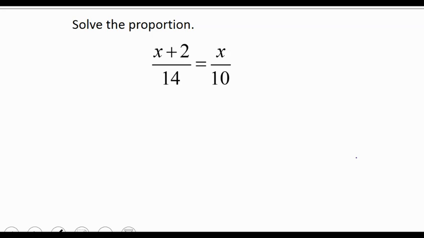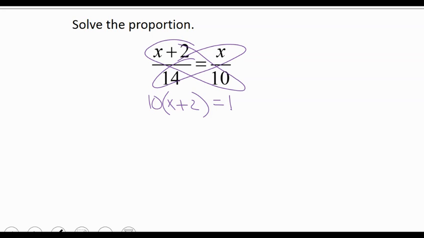So what I'm going to do is, again, I'm just going to multiply one of the diagonals. It doesn't matter which one. Well, let's start with this one. Let's do this diagonal right here. This is X plus 2 times 10. So when I write this out, I'm going to do 10, but I got to put that X plus 2 in parentheses because that 10 is going to be multiplied by the whole X plus 2, the whole thing. And that's going to equal my other cross product, 14 times X, is just 14X.